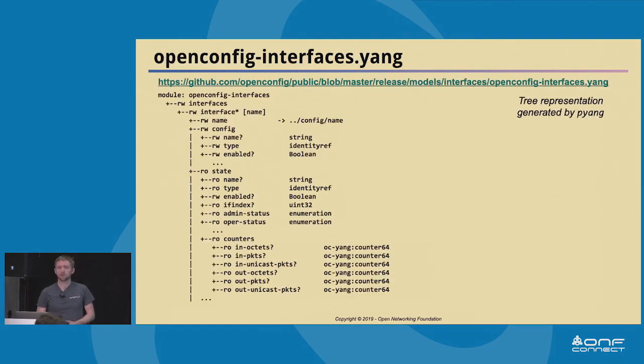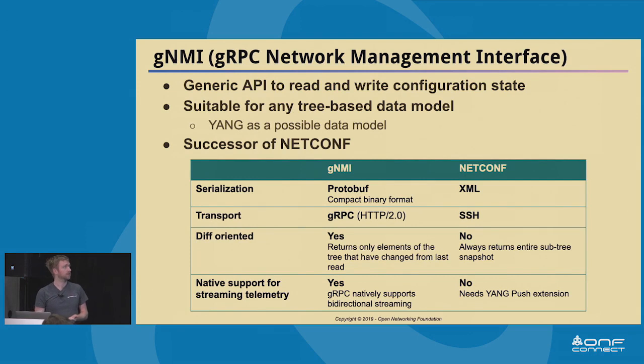Any other questions on OpenConfig before we move on? OK. So next, we'll talk about gNMI, the gRPC Network Management Interface. gNMI is a generic API used to read and write config and state. It's suitable for any tree-based data model. YANG is an example of a possible data model, and it's the canonical one that we use, but you could use something else. You can also view it as a successor to NETCONF or RESTCONF.